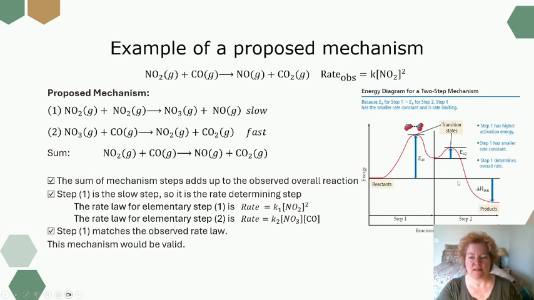As far as exothermicity or endothermicity, I'd have to have that information otherwise. But this would be a two-step process. Because this step has the higher activation energy, I would expect it to have the smaller rate constant k and be the slower reaction step.